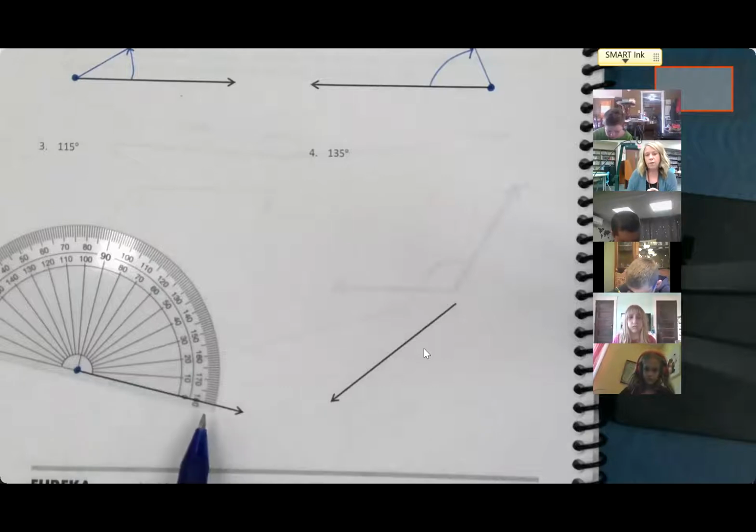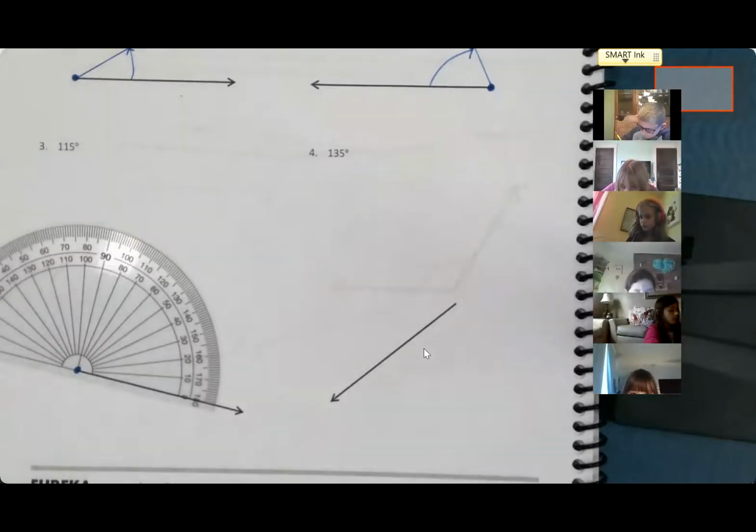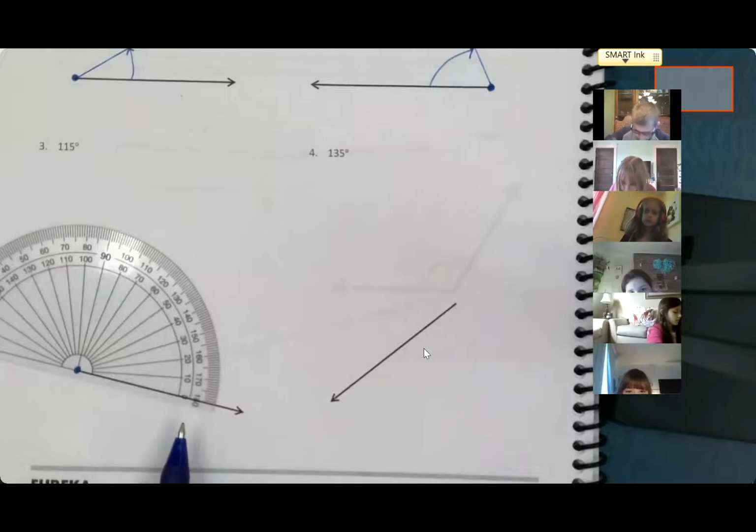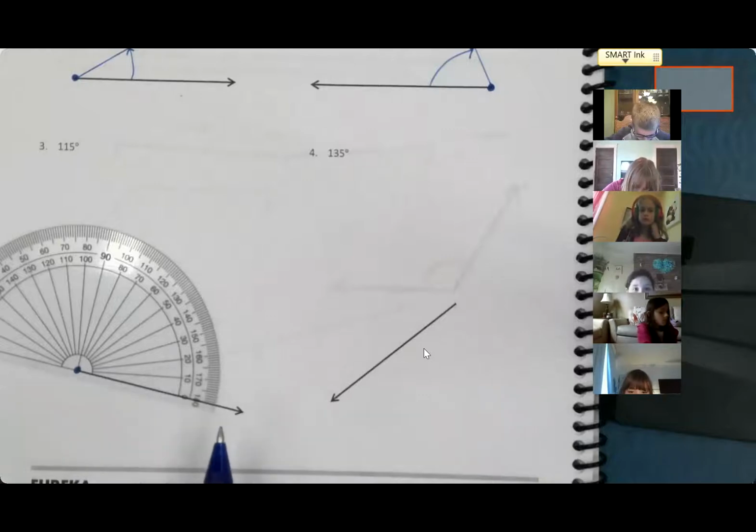Now I got to decide, am I using the top row or bottom row? Nina, which numbers am I using for this one? Top row or bottom row? Top row. Look at the top row. What does the top row start with? Oh, I meant bottom row. Right. You have to look for the 0 or else your angle will be wrong. Because if you would mark 115 on the top row, that would make an acute angle. So I'm going to look at my bottom row and I have to find 115.